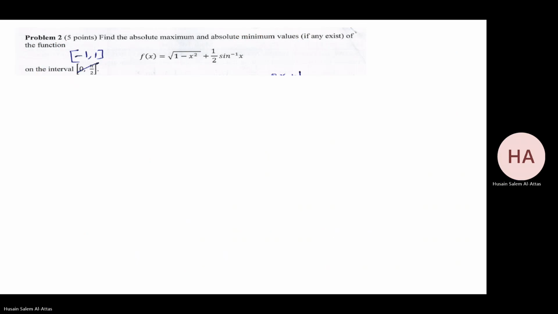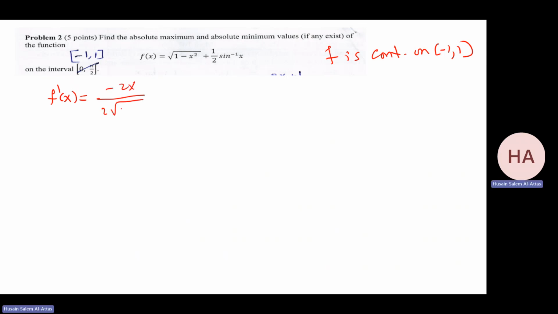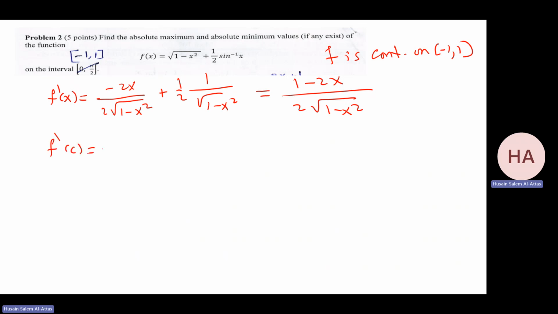Okay. This f is continuous, so for sure I have absolute maximum and absolute minimum. Let me do the calculations. F prime will be what? Minus 2x over 2 square root 1 minus x squared, plus half times 1 over square root 1 minus x squared. So I can make it 1 minus 2x over 2 square root 1 minus x squared. Okay, f prime at c equals 0. So I have 1 minus 2c equals 0, so c equals half, which is in the domain.